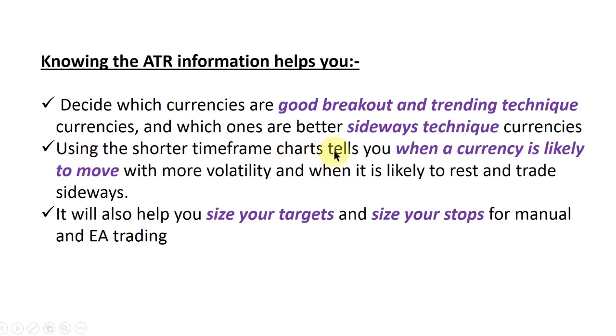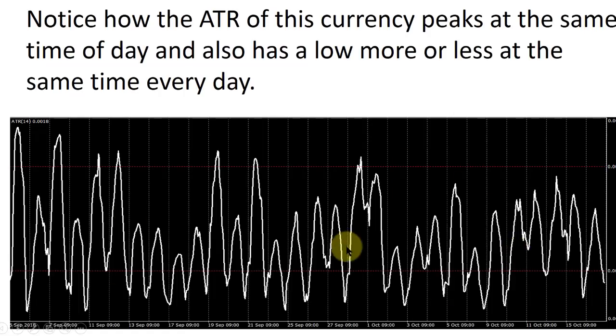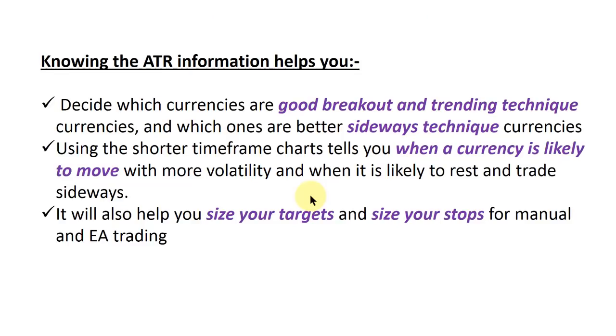And using the shorter time frame charts, it tells you when a currency is likely to move with more volatility and when it is likely to rest and trade sideways. Now, I've shown you that example too. There we are. Remember this example where every day was virtually exactly the same turning point for this particular currency. And it will also help you size your targets and stops for manual and EA trading. So in other words, low volatility currencies, smaller stops, smaller targets, high volatility currencies, bigger stops, bigger targets.